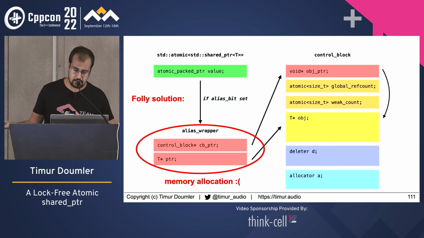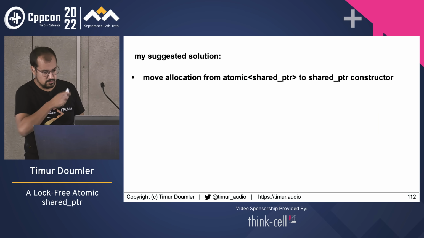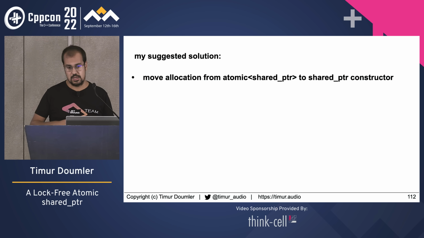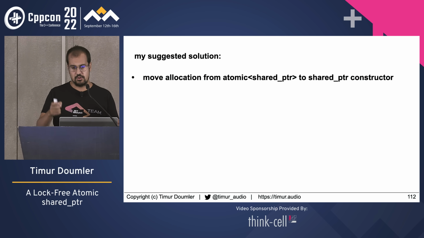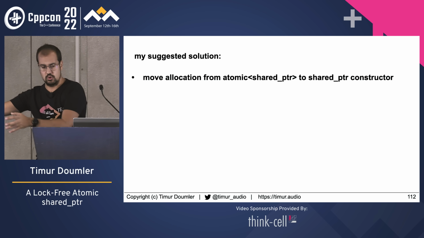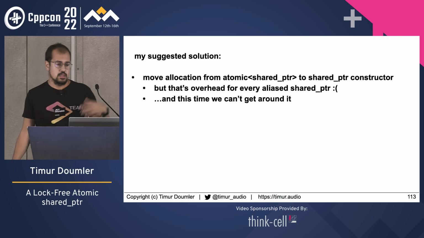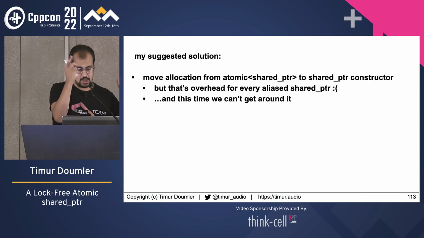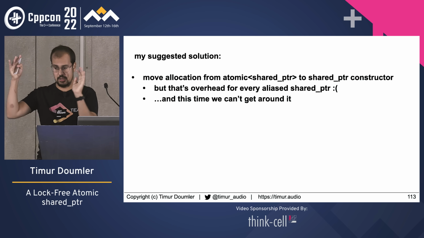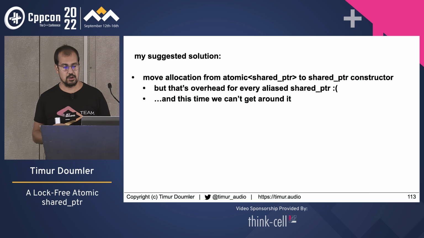So that's again not lock-free. So we can again not do this. So what I suggest is that we can again now move the allocation from atomic shared pointer to the constructor of the normal shared pointer. So we don't have the allocation on the atomics. The problem is now it's overhead for every alias shared pointer. So our atomic operations are lock-free, but the kind of naked shared pointer, whenever you create an alias shared pointer, you get an extra memory allocation there.